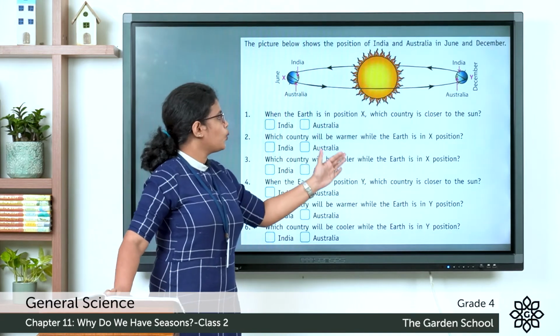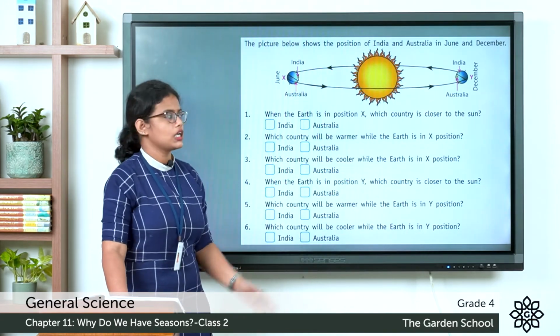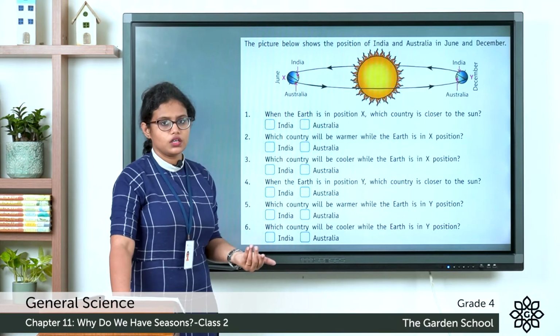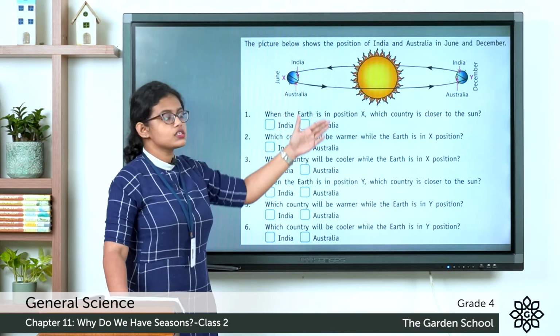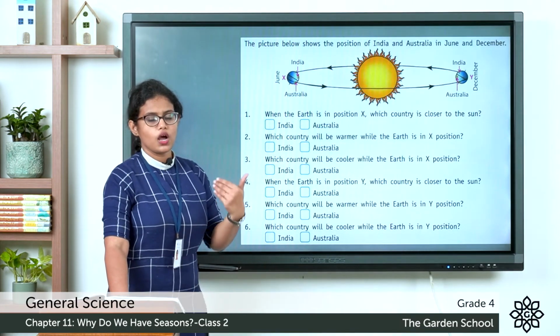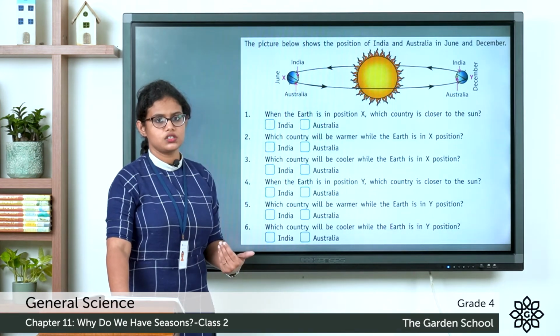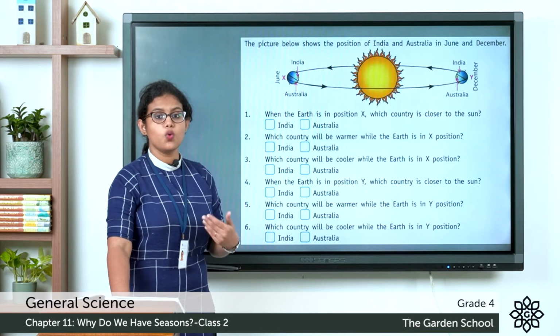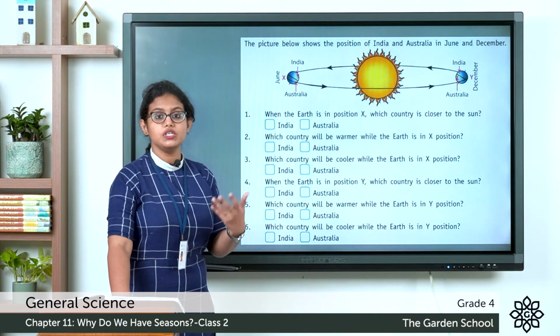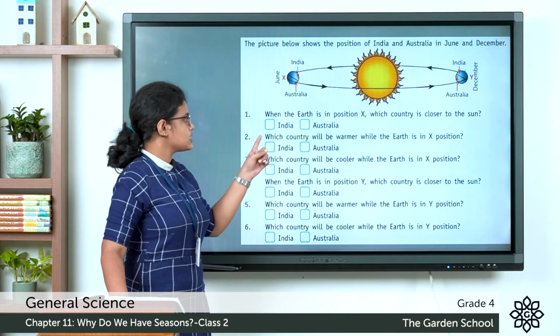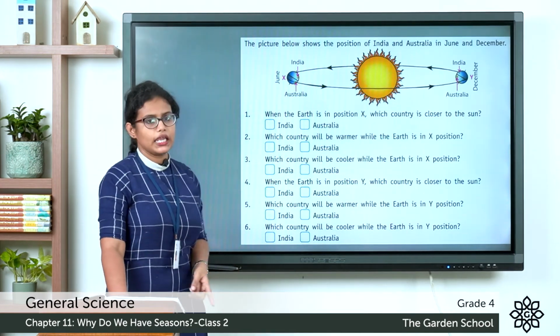See the second one. Which country will be warmer while the earth is in X position? So the first one we understood that India is closer to the sun. So as it is closer to the sun, it receives more light and heat. So the region that receives more light and heat, the days will be sunny and hot. So which country will be warmer? That is India. So you can tick India.